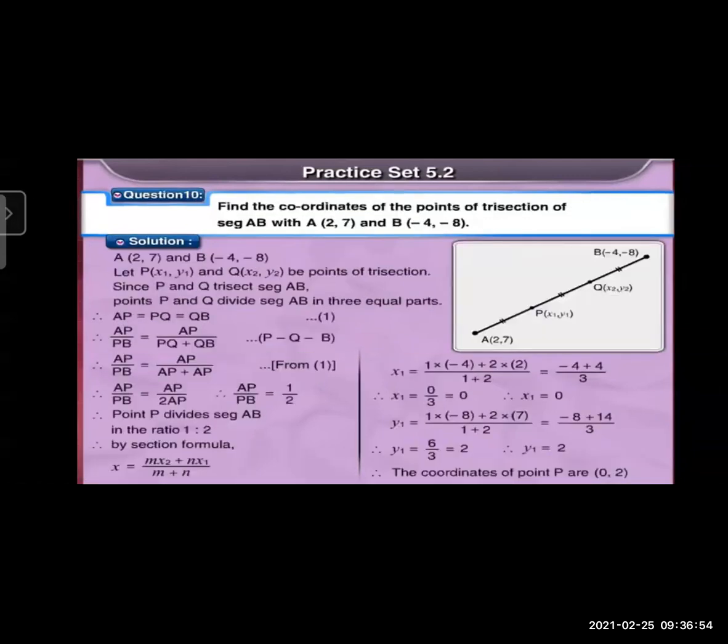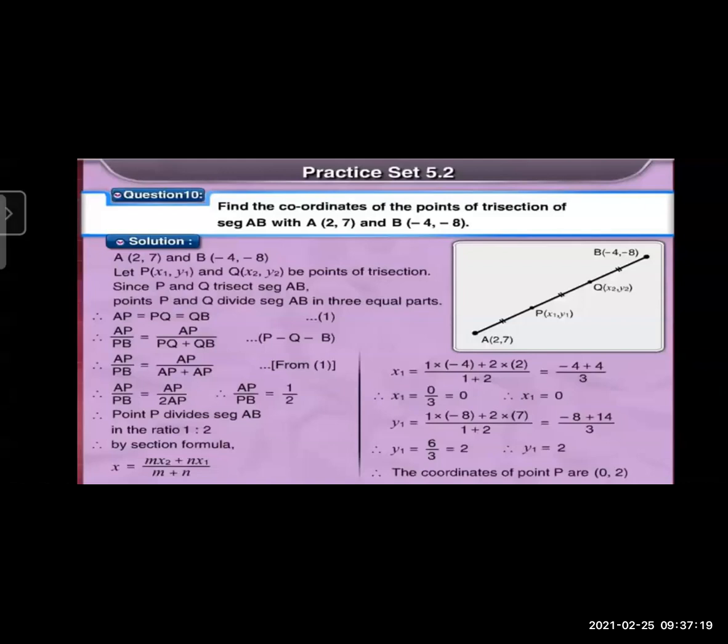Okay. So, see, this one is an important question. Find the coordinates of the points of trisection of the segment AB with A and B given. Trisection, tri means 3. So here P is the point of trisection. P and Q, we take 2 points.